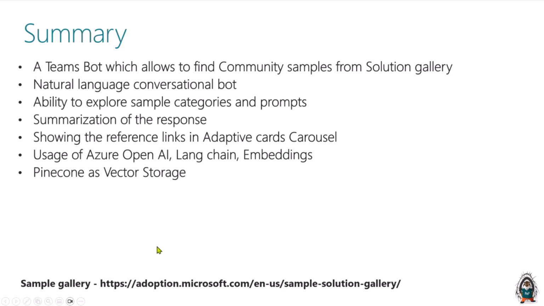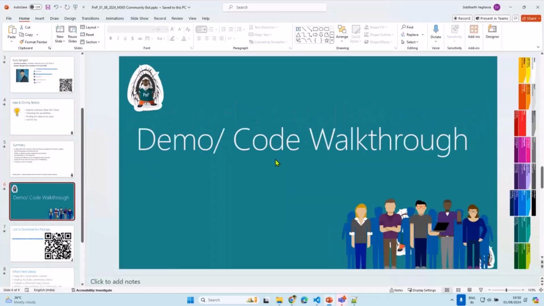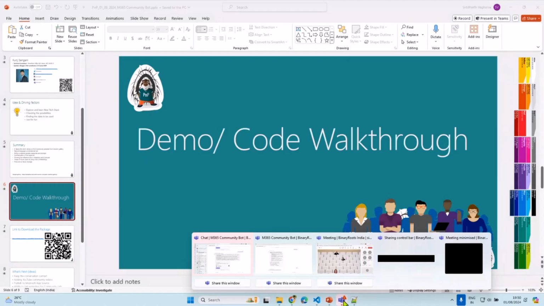As everybody would know, the source of the data on which we are going to see the samples and results is available at this particular link, which is adoption.microsoft.com/en-us/sample-solution-gallery, which David has already mentioned well before. With that, let me go to the demo.